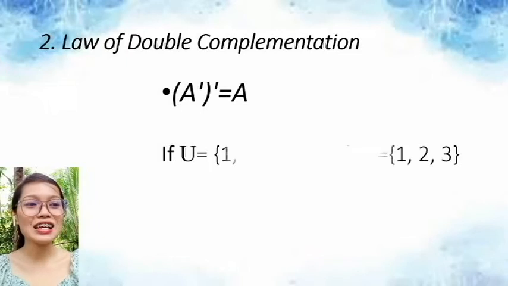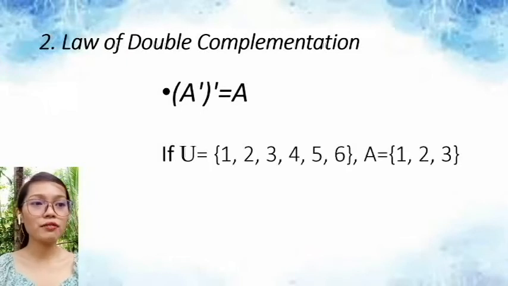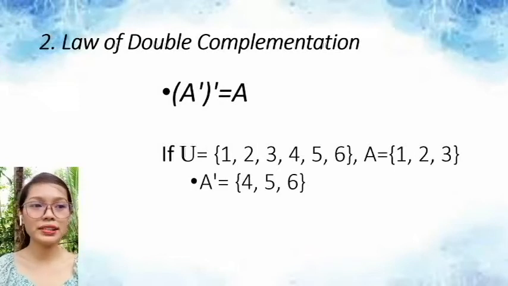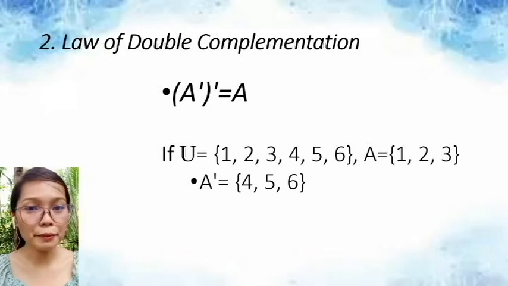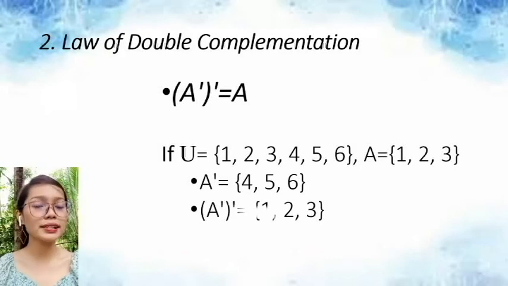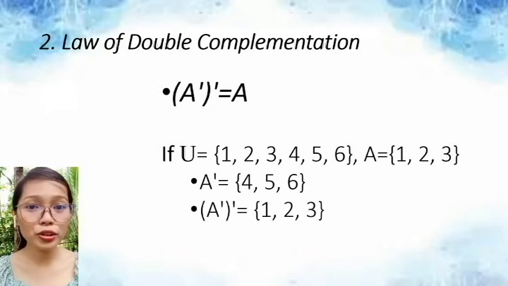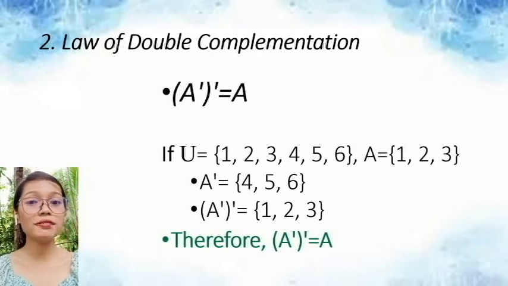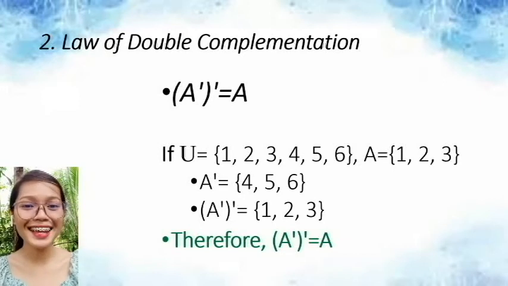So, let us see. We have again the same given universal set 1, 2, 3, 4, 5, and 6. And A, 1, 2, and 3. Unsa may A prime ani, di ba? 4, 5, and 6. Unsa may wala ni A prime? Yes, ang wala ni A prime based sa atong universal set is just equal to 1, 2, and 3, which is, sa atong given, that is A. Therefore, A complement of the complement, or the complement of A prime, is A. Okay, ang complement of prime, pwede maglibog, maura na siya ha.